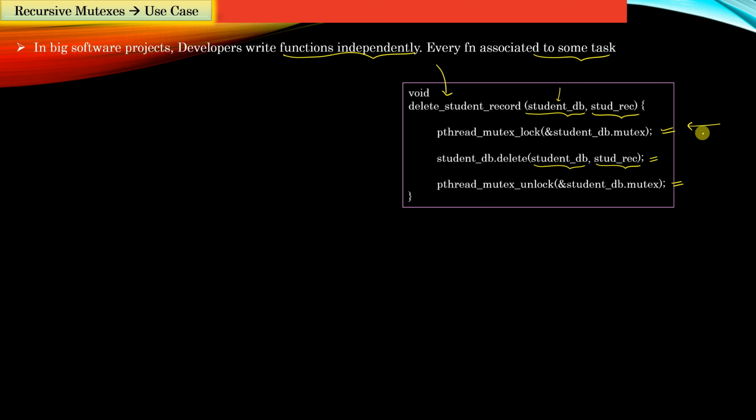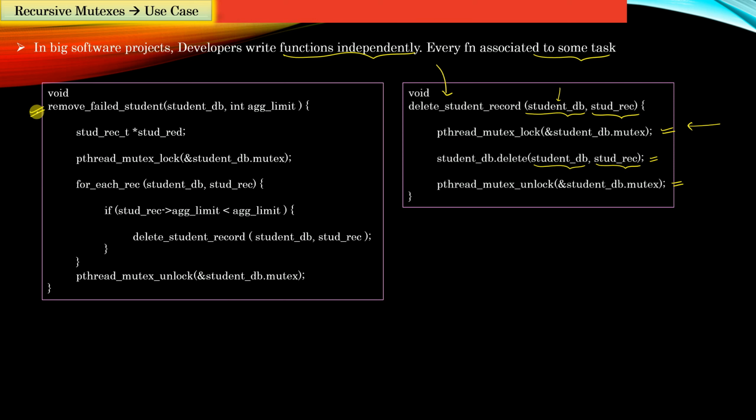It is just perfect. Now let us suppose that after 3-4 months, some new developer joins the team and he happens to introduce a new API in the system. This API is remove failed student. And the purpose of this API is to walk this student database, find all those students whose aggregate is less than this aggregate limit, and delete all the students in this student database whose aggregate is less than this aggregate limit. Alright, so obviously the developer would again lock the student database mutex.